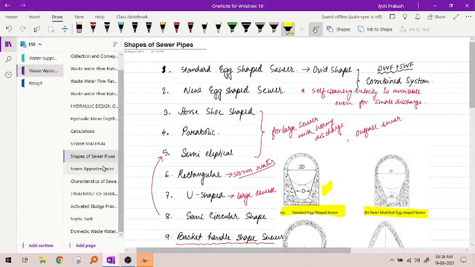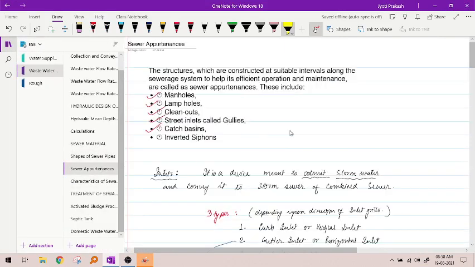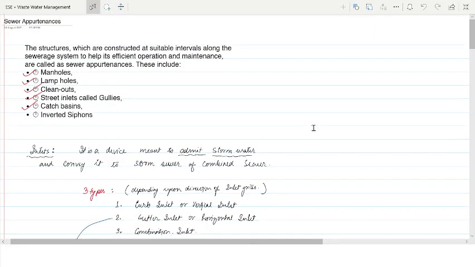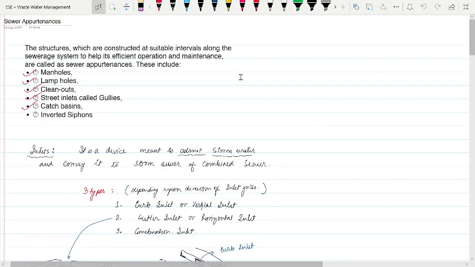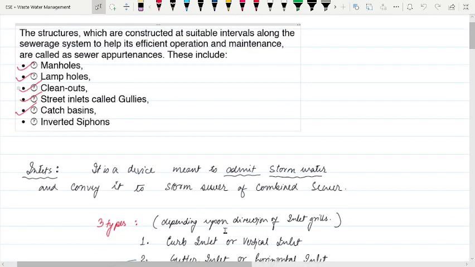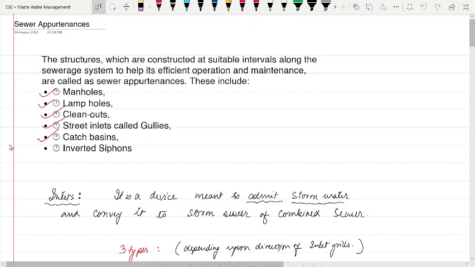Next, we are considering sewer appurtenances. Okay, so this is a bigger chapter, sewer appurtenances. Whatever things we consider while considering a sewerage system, those are important parts of a sewerage system. In this sewerage system, we have manhole, lamp hole, clean outs, street inlets called gullies, catch basin, inverted siphon, etc. So let us discuss one by one.